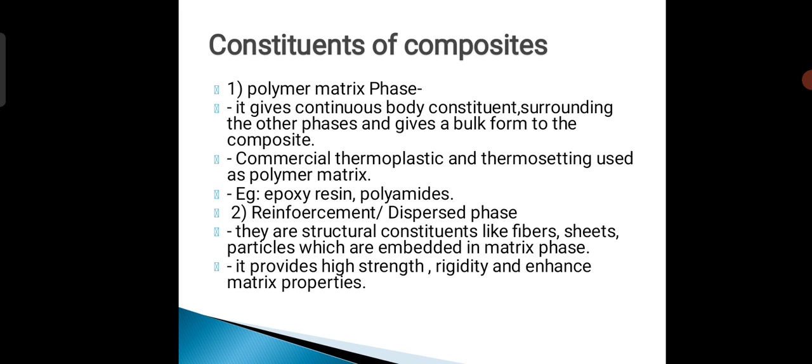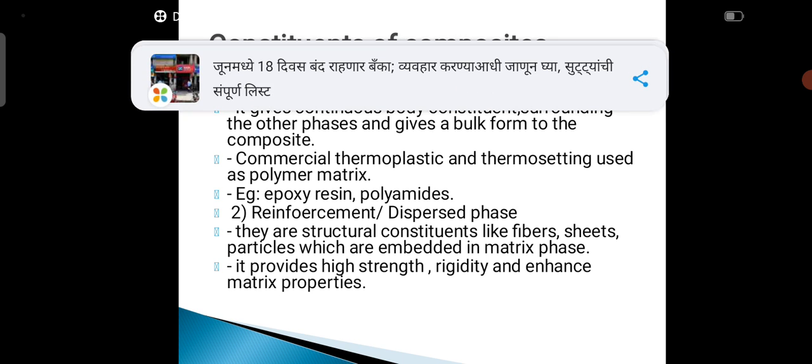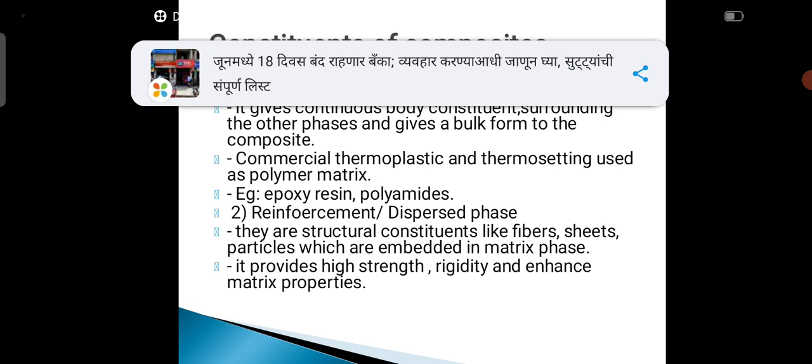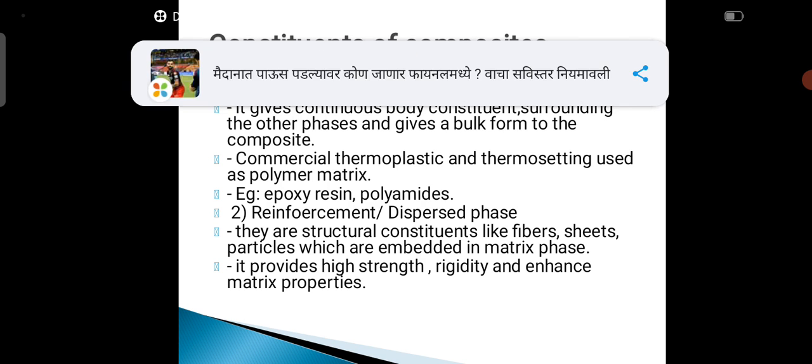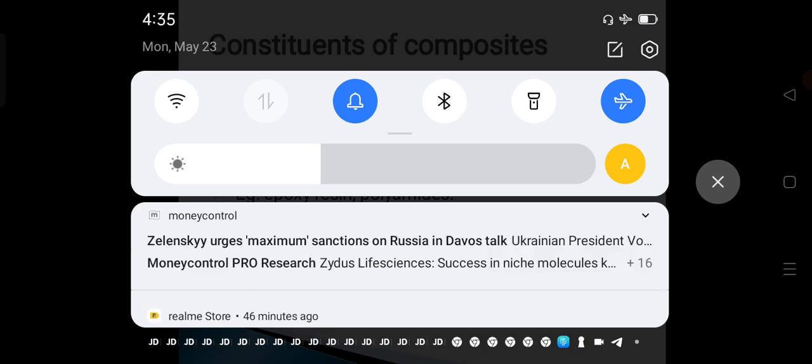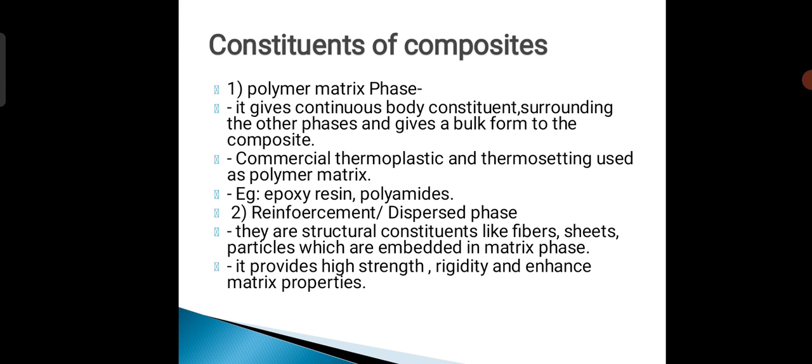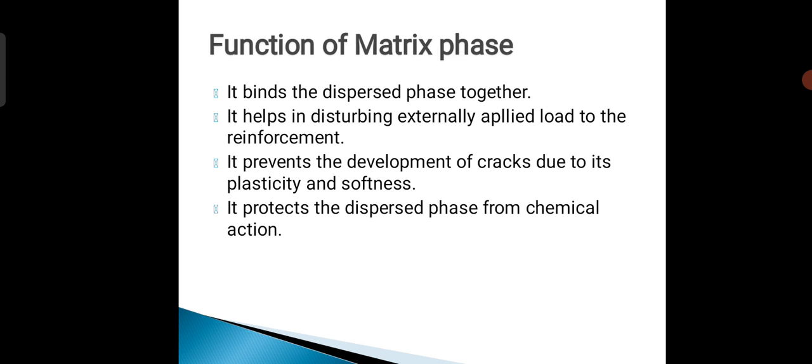Next, reinforcement or dispersed phase. They are structural constituents like fibers, sheets, particles which are embedded in the matrix phase. It provides high strength, rigidity and enhanced matrix properties.